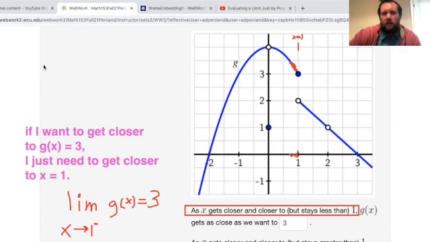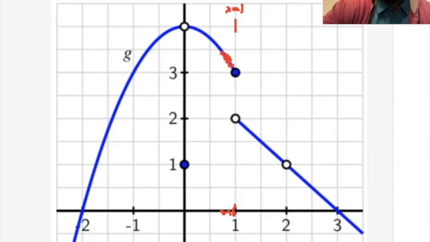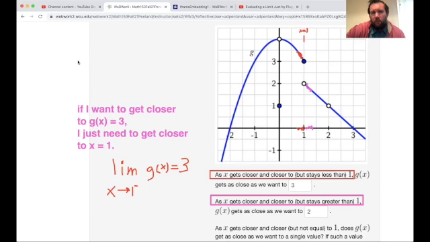For the next question, as g of x gets closer and closer to but stays greater than 1, when I think about what that looks like on this graph, I'm going to be saying as x gets closer and closer to 1 but stays greater than. So that's in this region here where x is greater than 1 but approaching 1. And as I get closer and closer on that side, I'm seeing g of x value is approaching 2. We've seen that concept before as well. What this is saying is the same thing as the limit as x approaches 1 from the right of g of x is equal to 2.